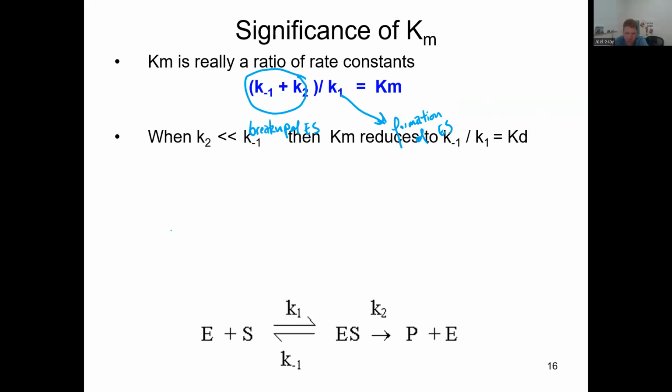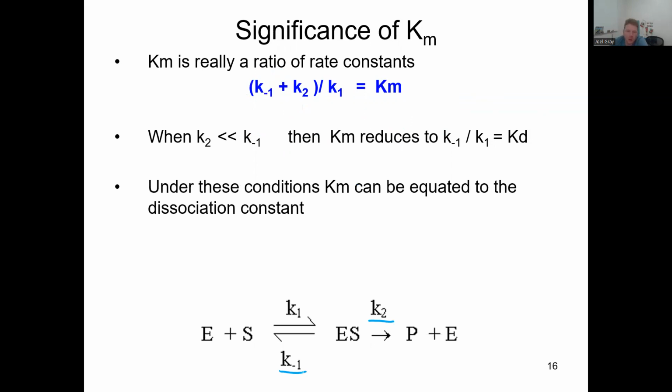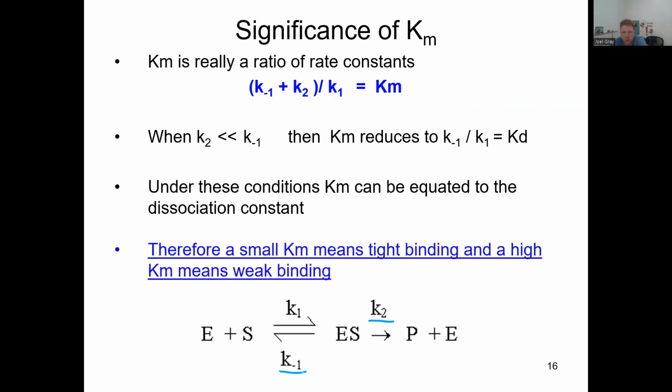Now, when K sub 2 is considerably less than K sub minus 1, then Km reduces to K sub minus 1 over K sub 1, which is the same as your dissociation of that ES complex. Under these conditions, Km can be equated to the dissociation constant. Therefore, a small Km means very tight binding, and a high Km means very weak binding. Tight binding means strong affinity. So when the Km is very high, you have weak binding and low affinity. When Km is very low, you have tight binding and very high affinity.